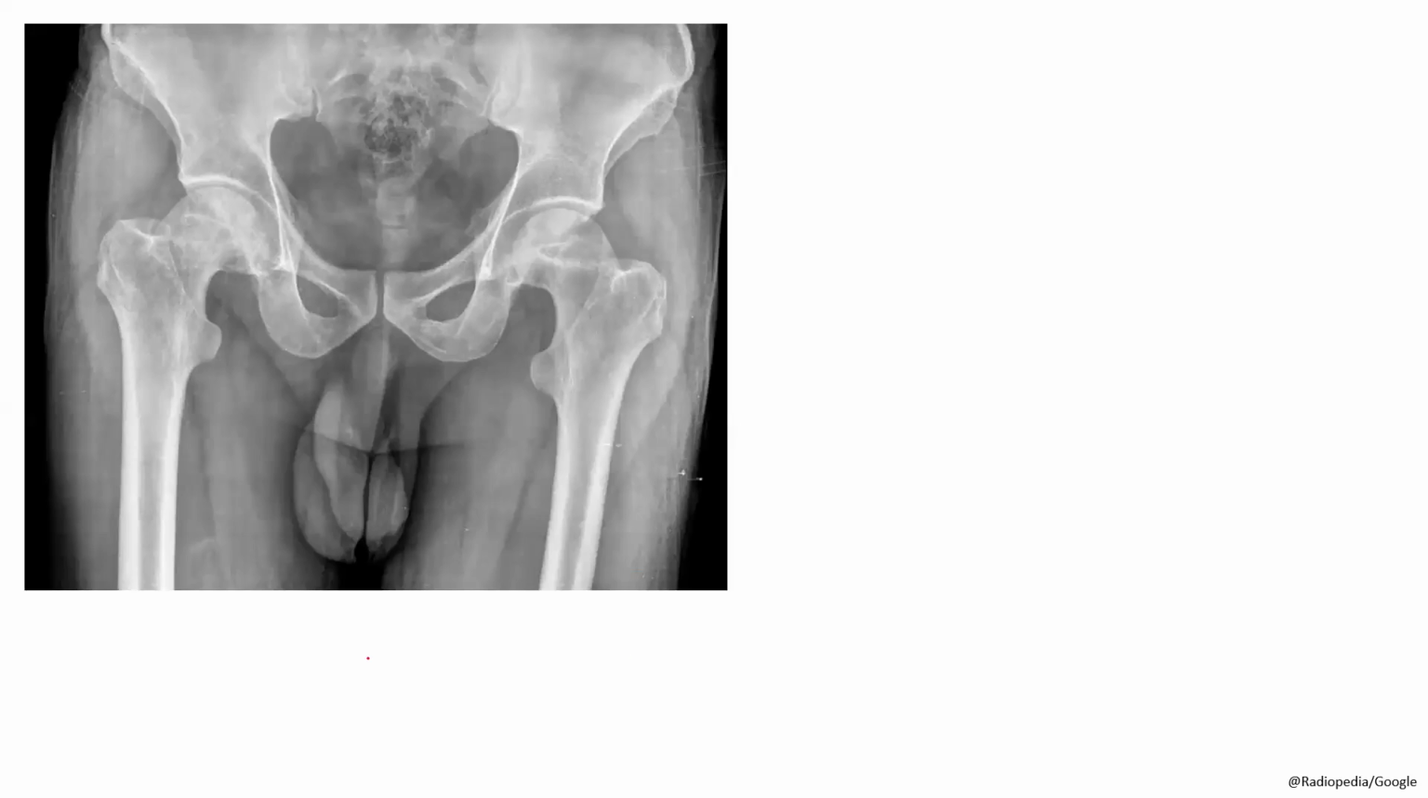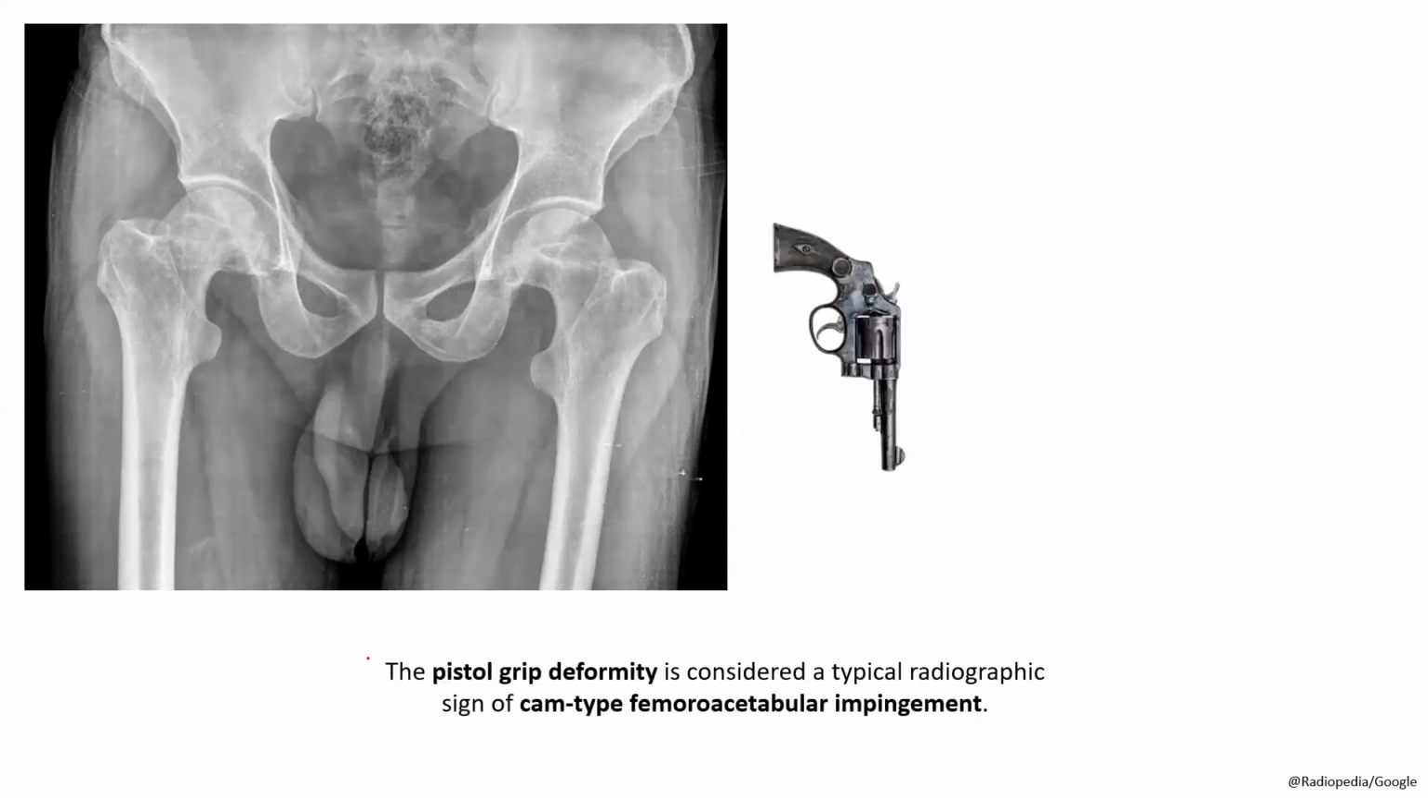This pelvic radiograph is showing which sign? This is pistol grip deformity. So you can see there is a convexity along the femoral head and neck junction. So this indicates CAM type of femoroacetabular impingement. So there are two types of femoroacetabular impingement, pincer type and CAM type. So in CAM type of femoroacetabular impingement, we see this specific abnormality, that is pistol grip deformity or pistol grip sign.